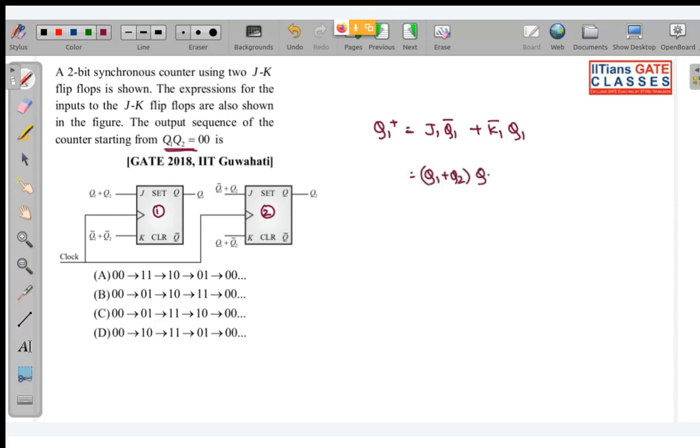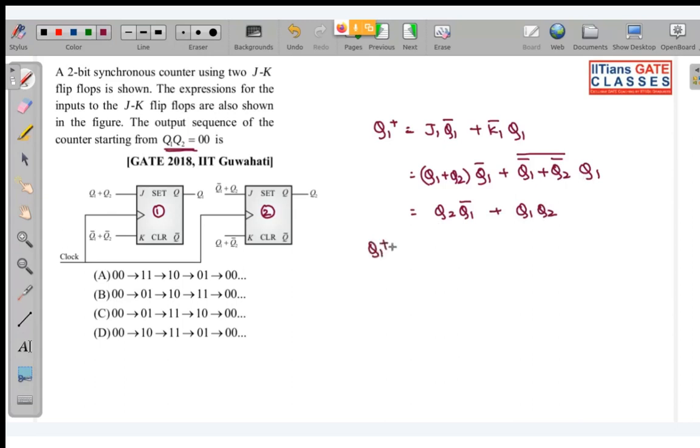Q1 plus Q2, Q1 complement. And what is K1? It is Q1 plus Q2 complement, whole complement Q1. So let us solve this. This will be Q2 Q1 complement plus Q1 Q2. Why? Because if I use De Morgan's rule, this will be Q1 NAND Q2, and this NAND and this complement will cancel out each other, and here we have Q1, so Q1 into Q1 will be simple Q1.